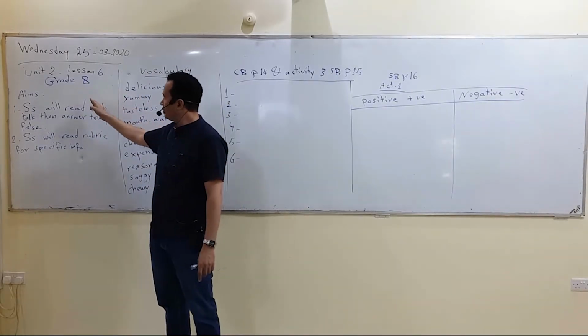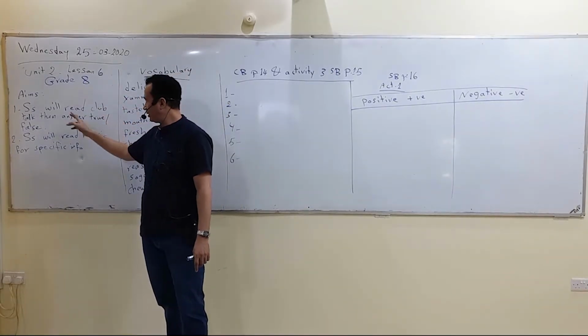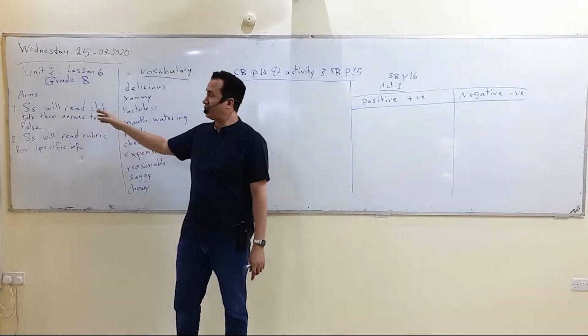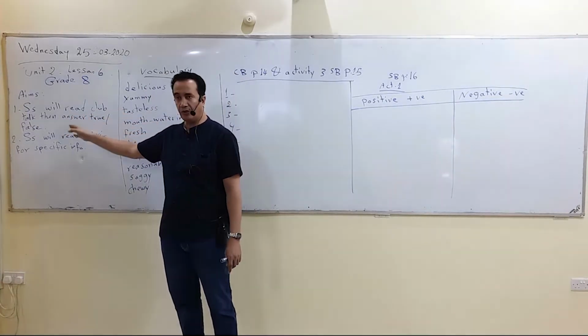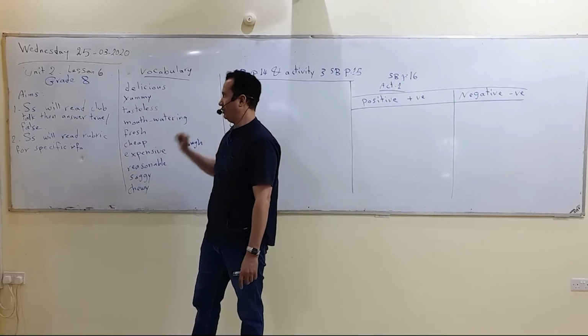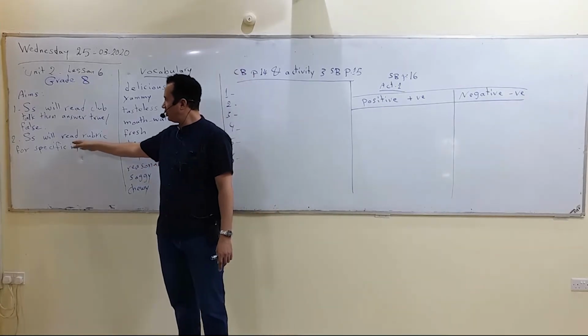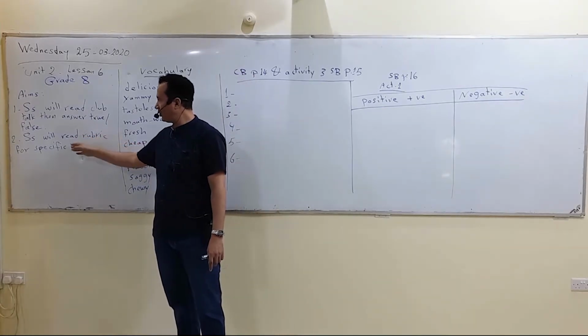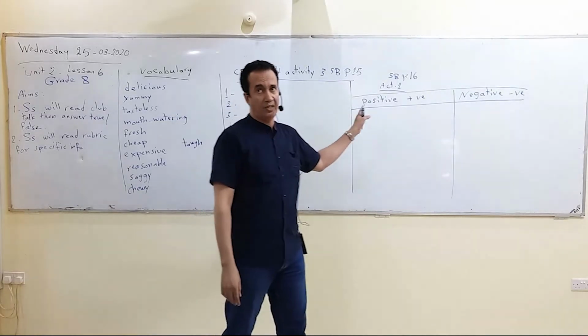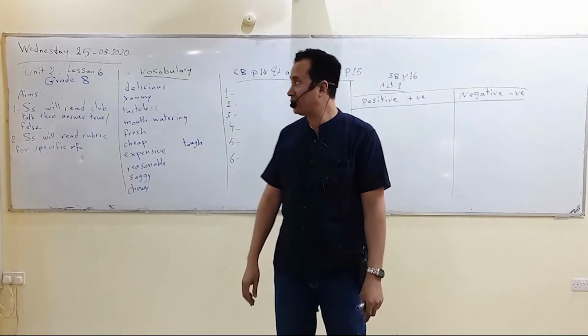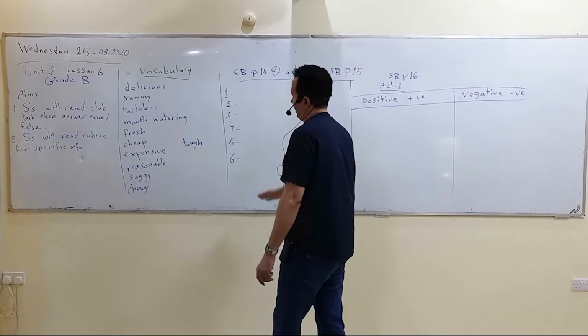The aims for lesson number 6 are: number 1, students will read the club talk, then answer true or false in the first activity. Number 2, students will read the rubric for specific information, then they will complete the activity. Now let's start with the vocabulary.